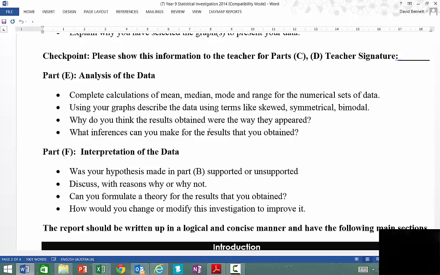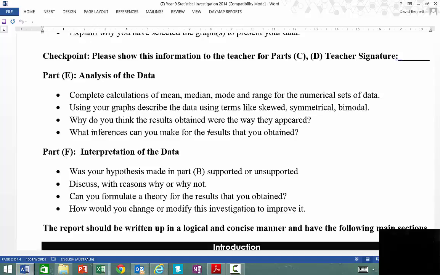What do you think of the results obtained and the way they appear? And then what inferences can you make about the results that you obtained? Well, the first thing I'd be talking about is that it's quite clear the Year 12s spend more time on the computer than Year 9s, and that would be due to the workload that they have at school. So you're talking about what you're seeing and why you're seeing it. You're making inferences about that. Our question at the start, when we start looking at part F, is: do Year 12s spend more time on a computer than Year 9s? So the hypothesis I made in part B is supported.